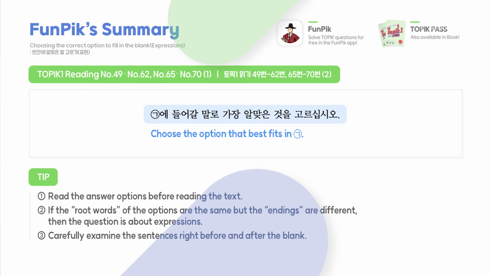Okay, let's wrap up. Review time. You can take a screenshot of this. This question type is about choosing the correct option to fill in the blank. The tips: read the options first, and then the sentence that has the blank, paying particular attention to the connectors. Then read the sentences before and after the blank.